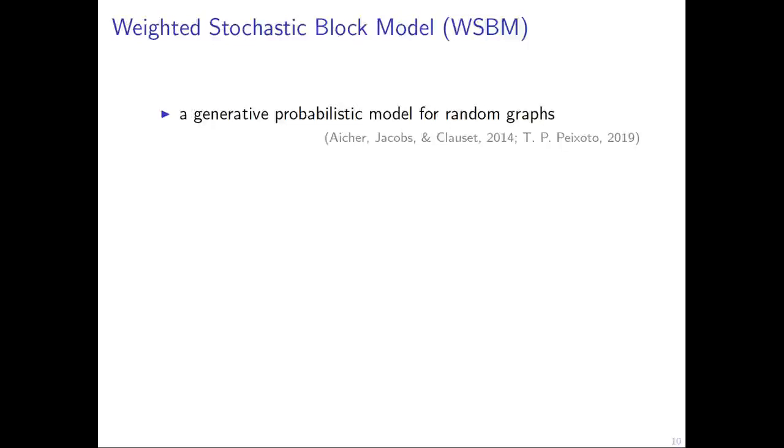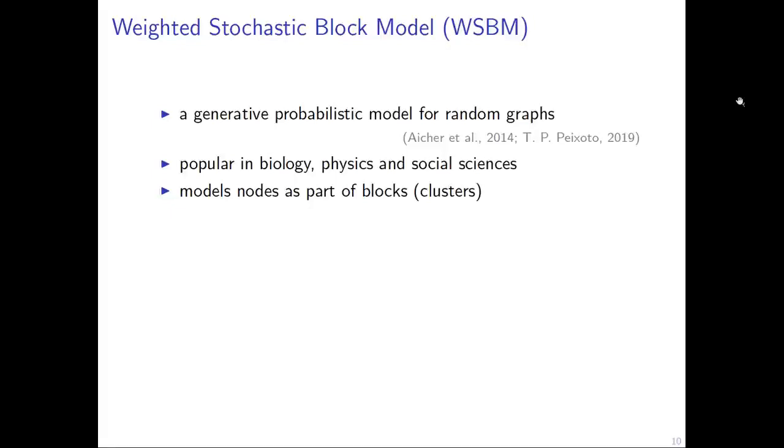The model we use to cluster the graphs is the weighted stochastic block model. This is a generative probabilistic model for random graphs, which means that it belongs to a class of models that assumes that graphs are generated by sampling from a probabilistic model. It is not so popular in computational linguistics, but more in biology, physics, and the social sciences. Basic assumption is that it models nodes as part of blocks. And these block assignments, or cluster assignments, are parameters of the model, so they can be inferred.